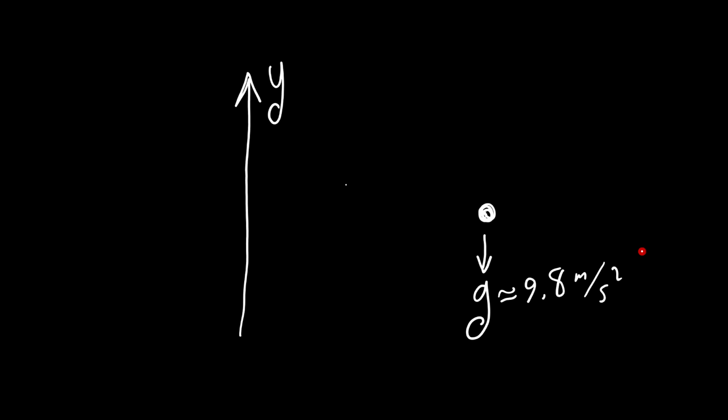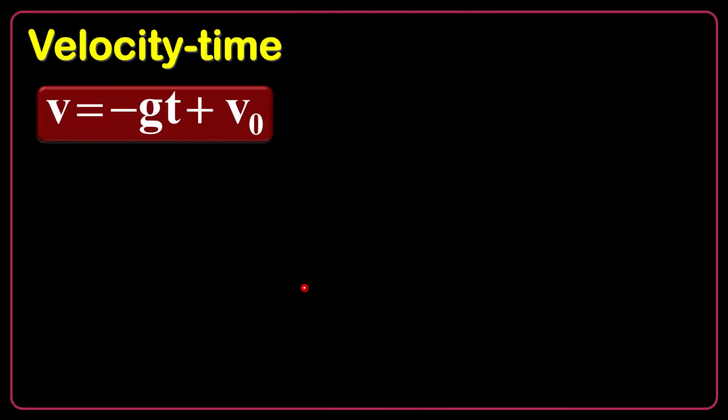Okay, when a quantity in general, even velocity or delta y, is measured in the positive direction of y, upward, it's going to be positive, and when it's measured downward, it's going to be negative based on our convention. So let's start with the first equation, velocity-time.